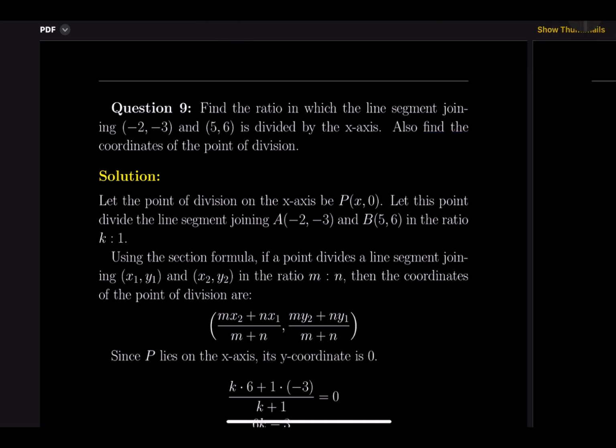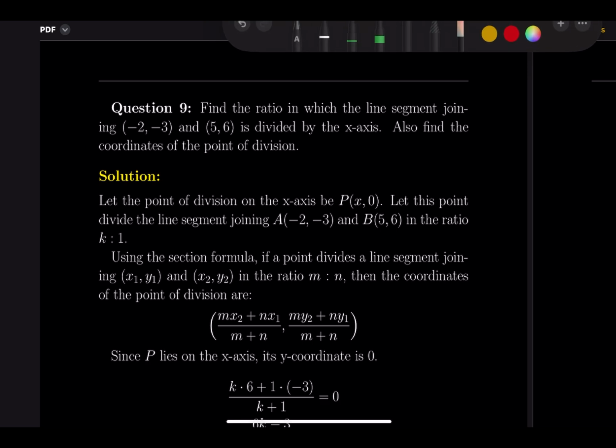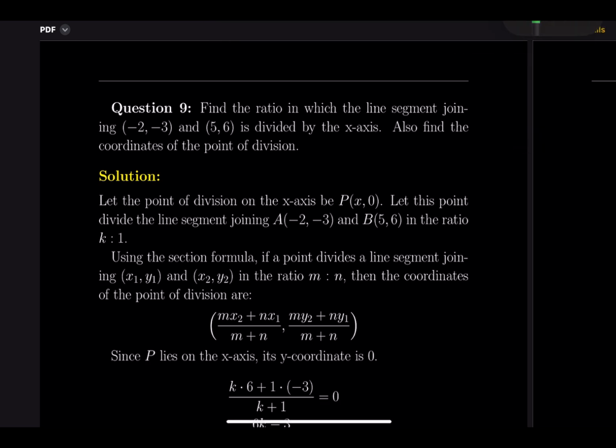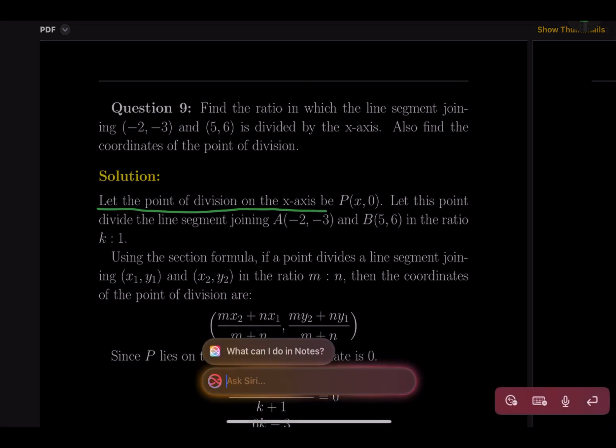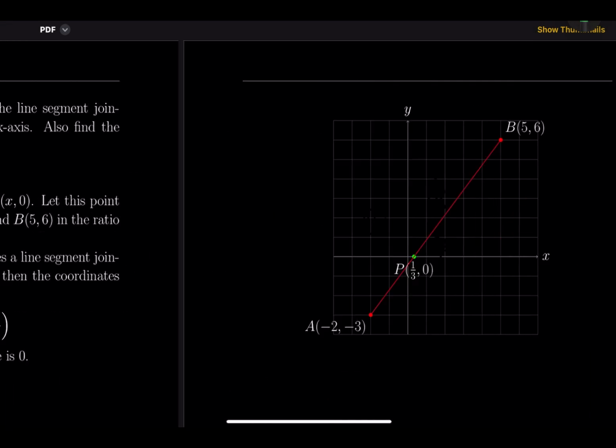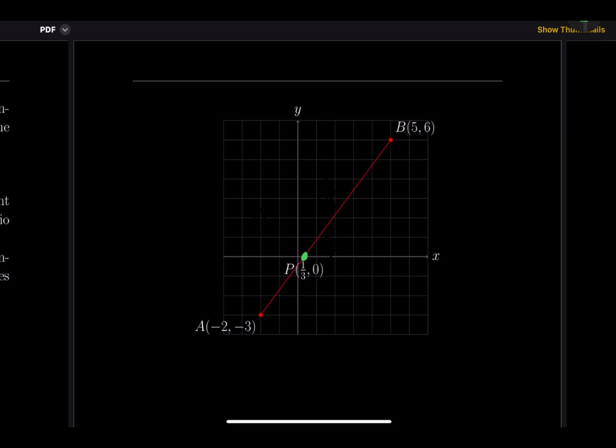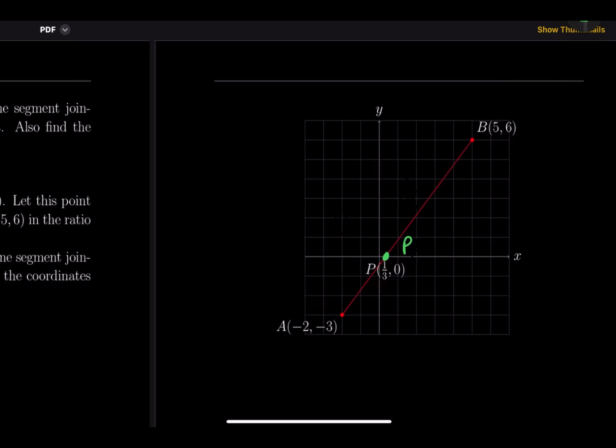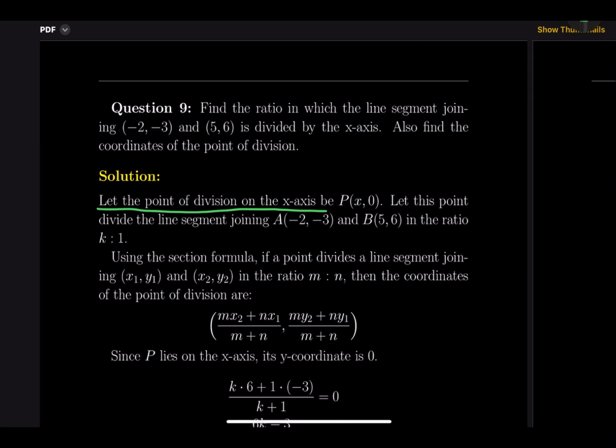Okay, let's start. So first thing, what am I supposed to do? Let the point of division on the x-axis be P. This point, let me call it P. Do you need to draw the diagram? No, you don't need to draw the diagram. It is just calculation, you can just calculate.